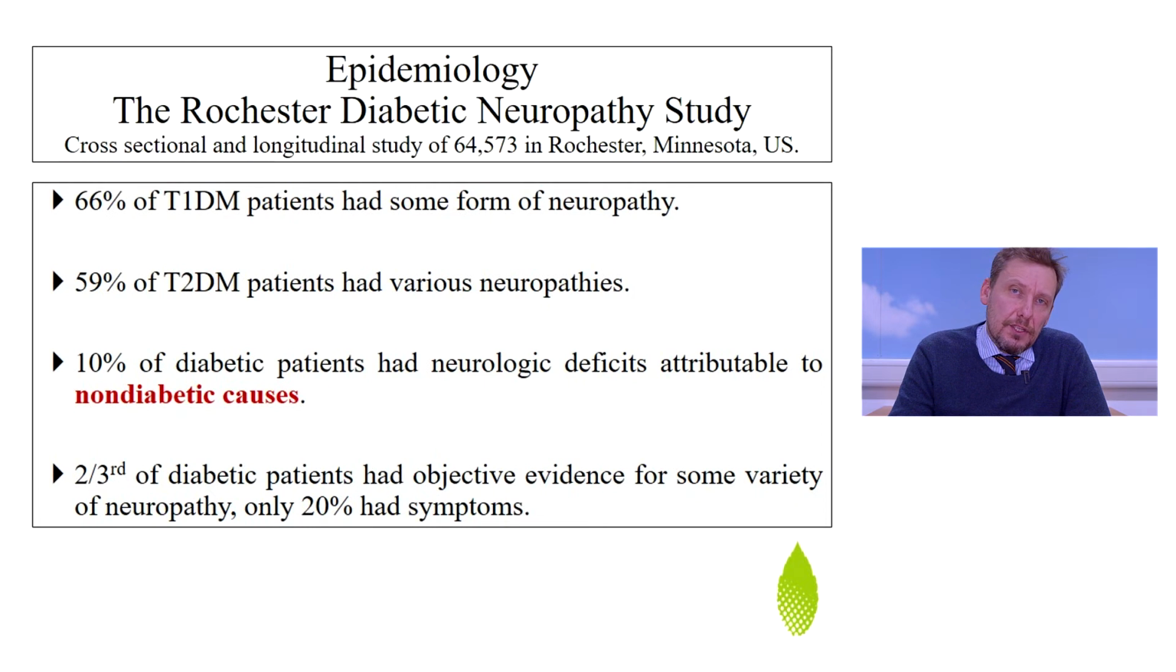And the assessments of neuropathy were performed mainly by quantitative assessments via nerve conduction studies and questionnaire-based assessments. Importantly, around 10 to 15% of patients had some form of neurological deficit attributable to non-diabetes causes, and this is important when thinking of patients who are presenting with possible symptoms of DSPN in our clinic.